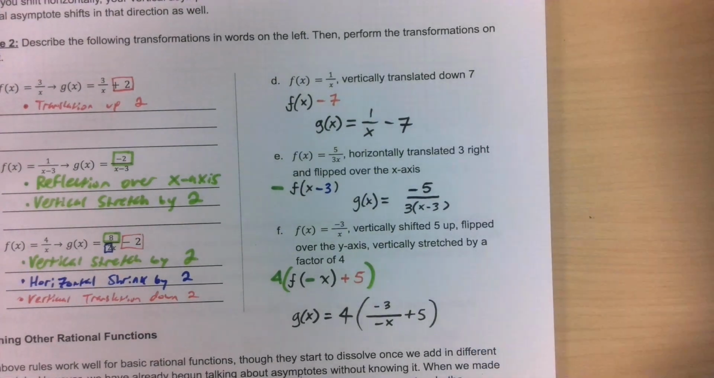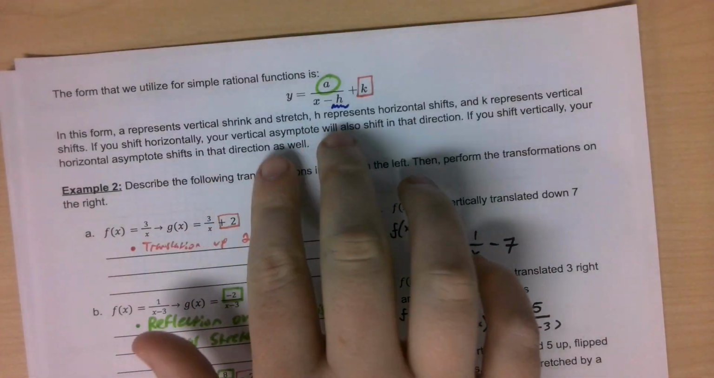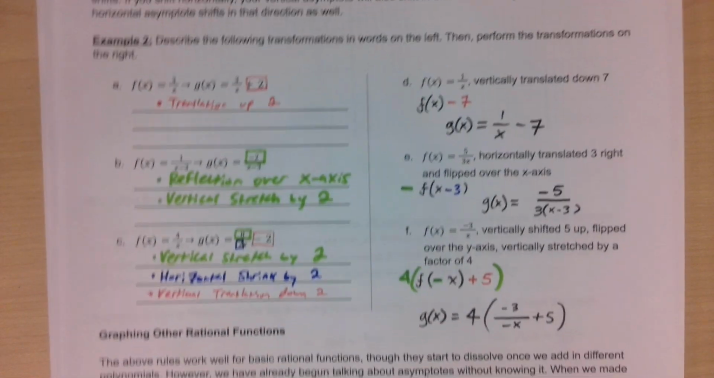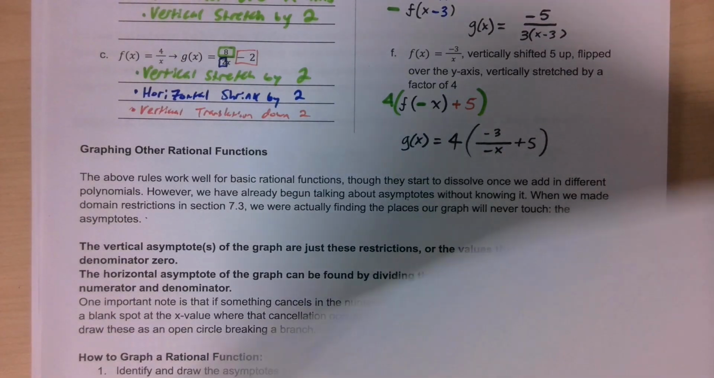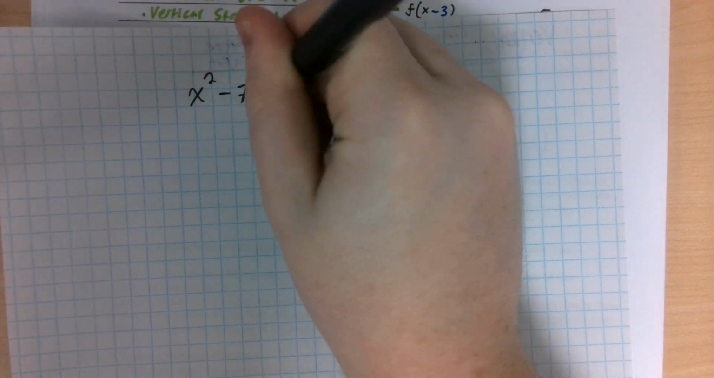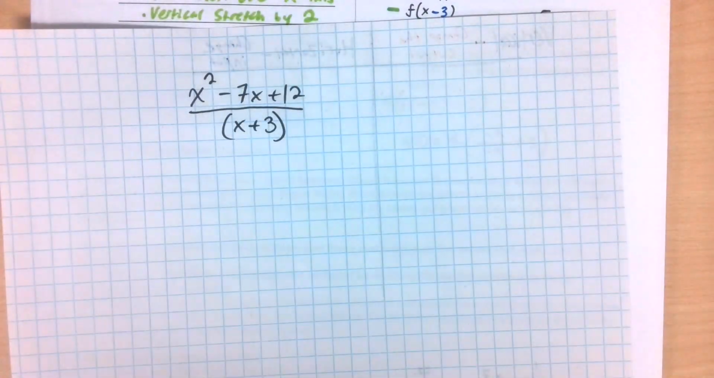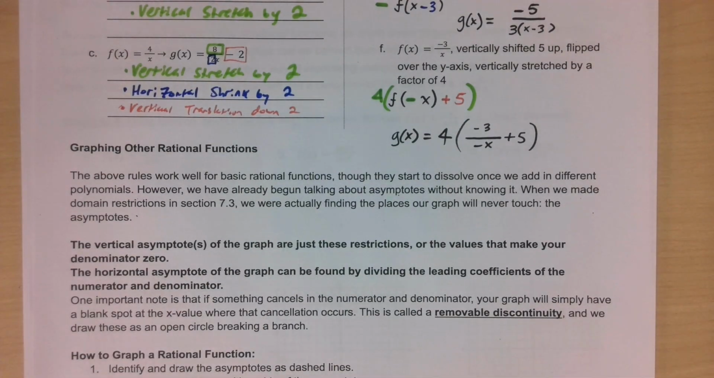All right. These are nice for rational functions that have this type of form. One thing over something else. However, we know that rational functions don't always look like this. In fact, in this unit, more often than not, we've seen rational functions that are crazy. Something like x squared minus 7x plus 12 over x plus 3, for instance. That's more like what we've seen, not a over x minus h plus k. So let's figure out how to graph these.